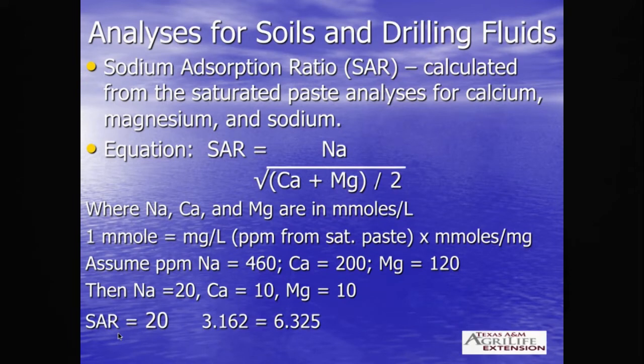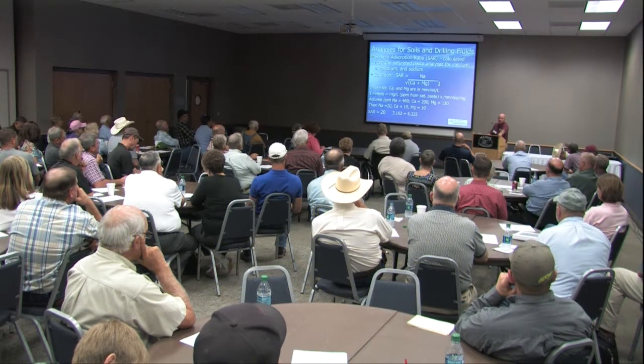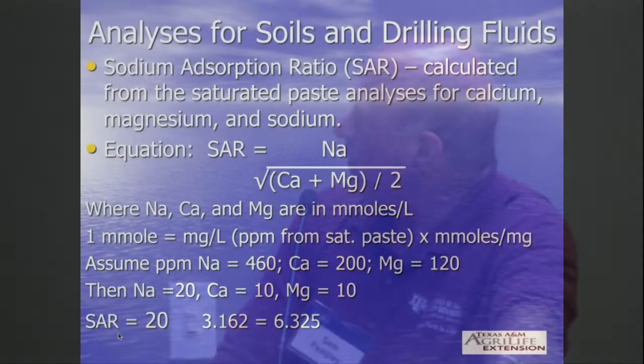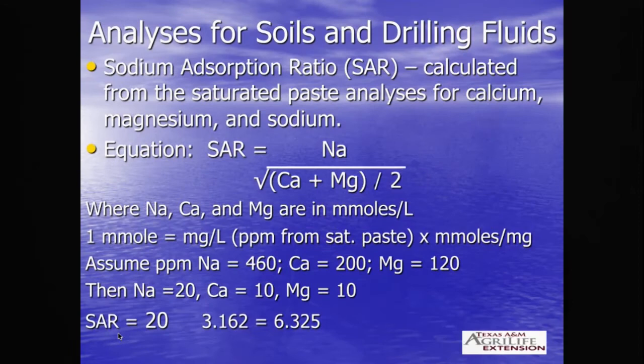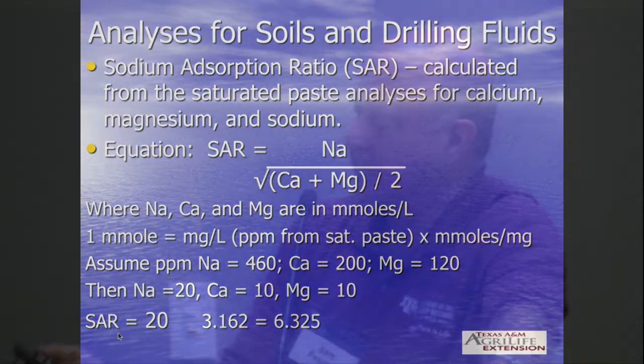The sodium adsorption ratio is a key, and that's one thing that we take a look at to get an indication of the potential for having that sodium problem out in the field. The equation for that is the sodium divided by the square root of calcium plus magnesium divided by 2. In the example I showed here, the analysis that came back was sodium 460, calcium 200, magnesium 120. You change those back to millimoles per liter, and we calculate an SAR of 20.